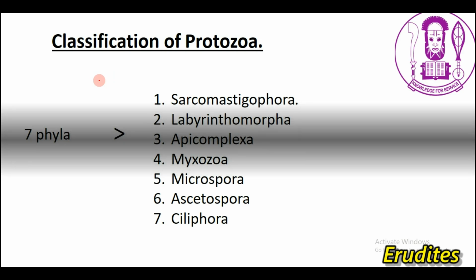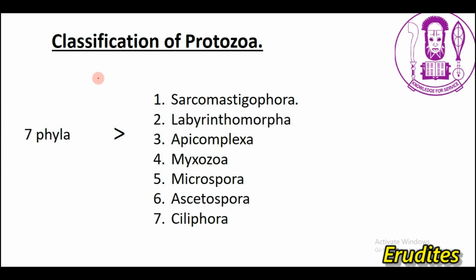Okay, in the previous video, we looked at the definition of Protozoa, their examples, and the features of Protozoa, and then we stopped at the classification of Protozoa. So here is an overview of the classification of Protozoa. Protozoa are classified into 7 phyla. The 7 phyla are Sarcomastigophora, Labyrinthomorpha, Epicomplessa, Myxozoa, Microspora, Acetospora, and Ciliophora. These are the 7 phyla under the subkingdom Protozoa.